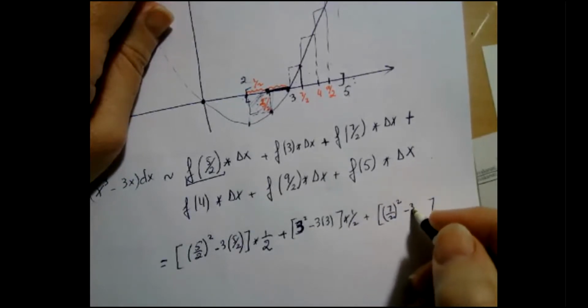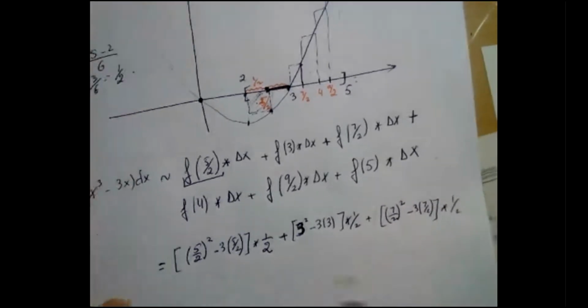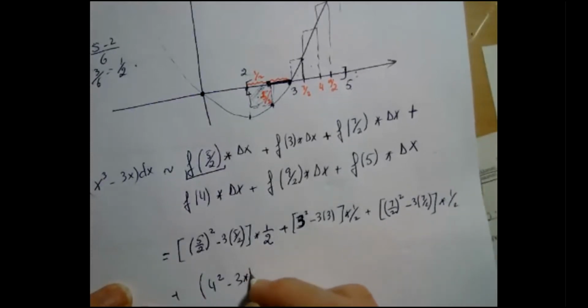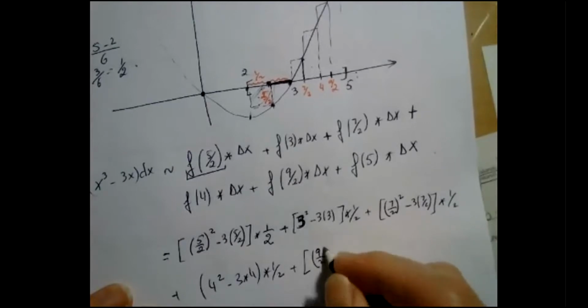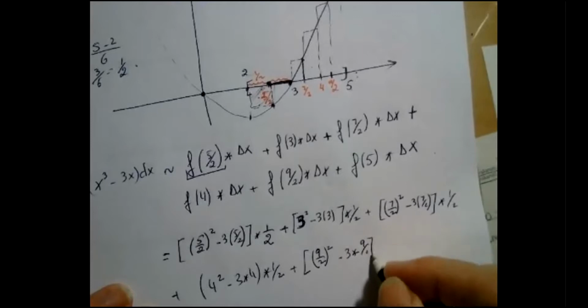7 squared minus 3 times 7/2 times a half, and so on and so forth. So that's 4 squared minus 3 times 4 times a half plus. So it's tedious, of course. That's why I gave you a website to get those answers from. But that's how we do it.